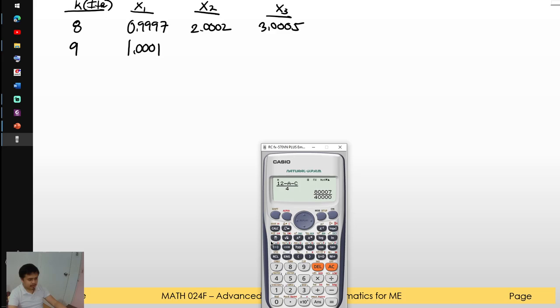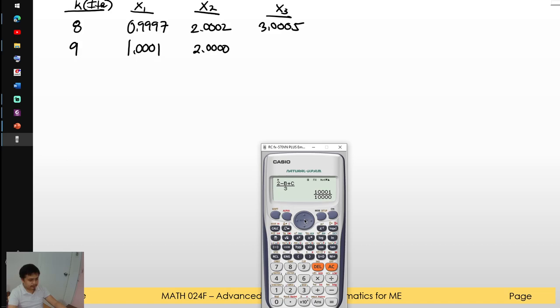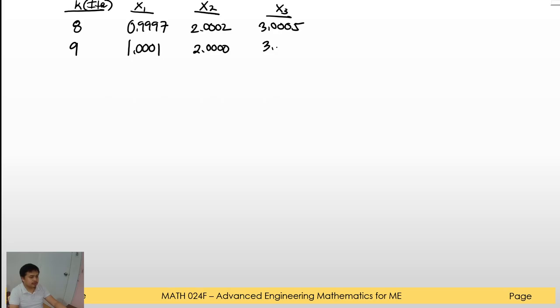It feels painfully long, right? So A here, the new value of A, so 0.9997. C is 3.005, so we have 2.000. And then for X3, so A is okay, we are good with A. So B is good as well. So we have 3.0001.